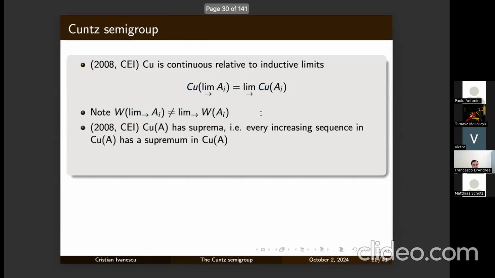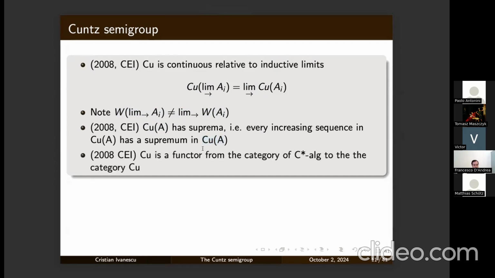the fact that now this new version has this property. In the same paper, we showed that if you start with your C*-algebra A and you construct the Cuntz semigroup, then it has suprema, meaning every increasing sequence in the Cuntz semigroup has a supremum which belongs to the Cuntz semigroup. And in the same paper, we show that in fact what we construct is a functor from the category of C*-algebras to the category, we call it Q. Since then, this category has been explained in terms of axioms. In other words, we now know what properties a semigroup should satisfy in order to belong to this category. And I'm going to say more about this category during my talk today.